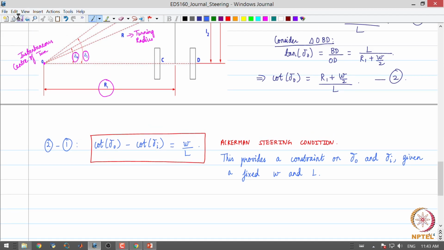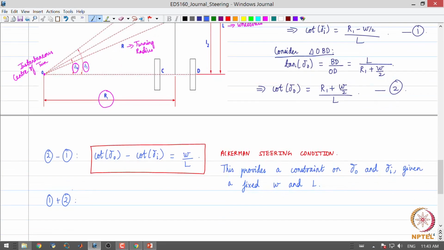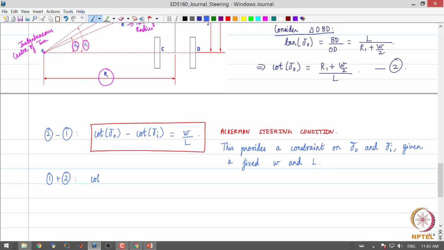So, now if we continue and add equations 1 and 2, instead of subtracting 2 and 1, what are we going to get? We are going to get cot delta naught plus cot delta I equal to 2 R1 by L. So, this implies that R1 is going to be equal to L times (cot delta I plus cot delta naught) divided by 2.